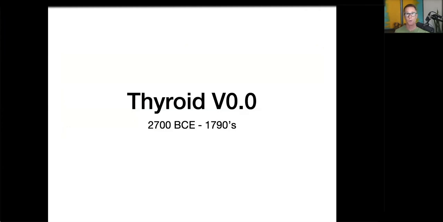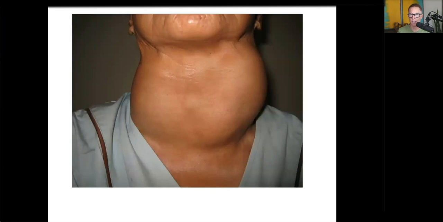Okay, so with that preface, and now that you know the players, the characters in this play, here's version 0.0. This would be from the earliest recorded history to about the 1790s. Back at this point, all that was known was things that were blatantly obvious to any layperson. That includes goiter, the swelling of the neck.